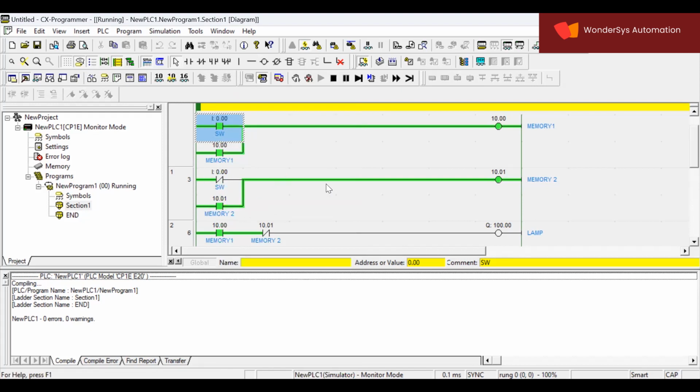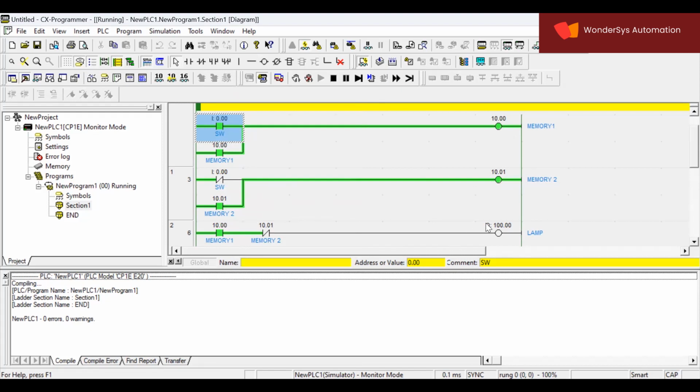It is storing the off state only because of latching. Okay. Now, this memory has only on state and this memory has only off state. Understood? Any confusion? No.